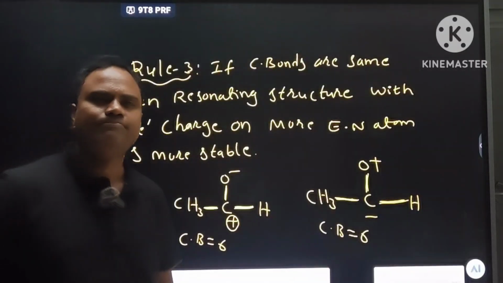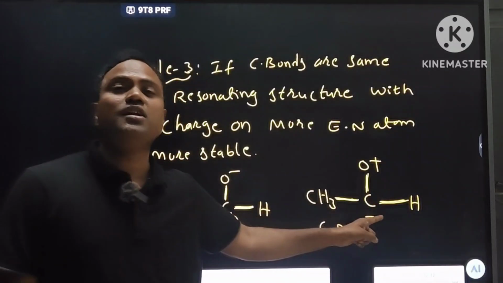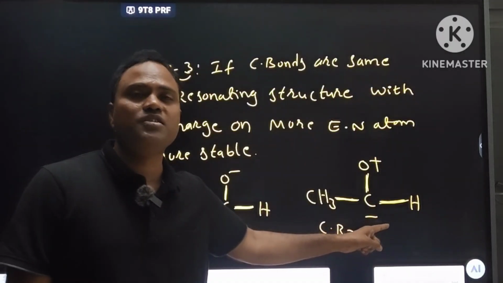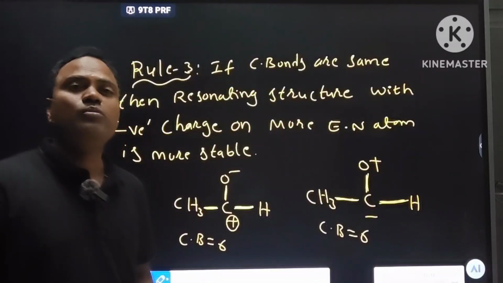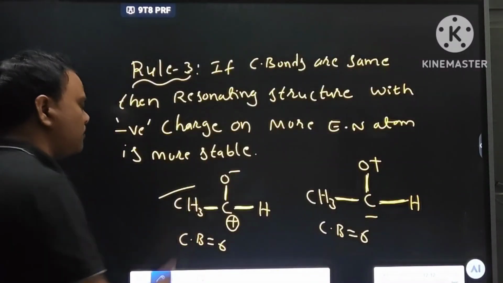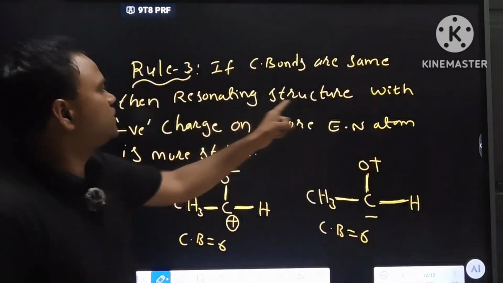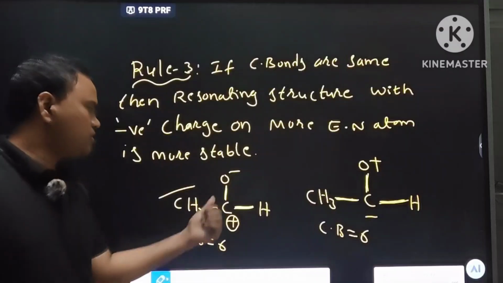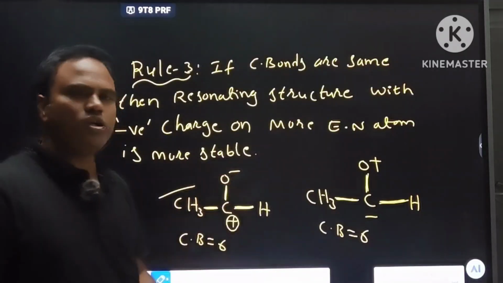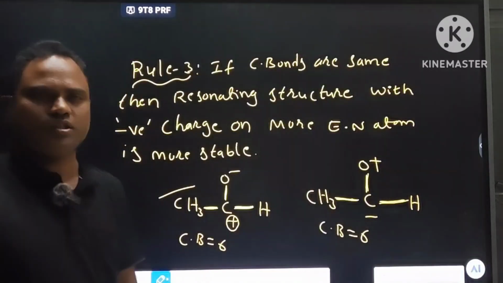Which is stable? Here the negative charge is present on the less electronegative atom. Carbon is the less electronegative. But check this: the negative charge is present on the more electronegative atom. So this is stable. If covalent bonds are same, then the resonating structure with negative charge on the more electronegative atom is more stable. So this is more stable. Why? Because oxygen is more electronegative and having negative charge. Clear? This is about rule 3. Next, rule 4.